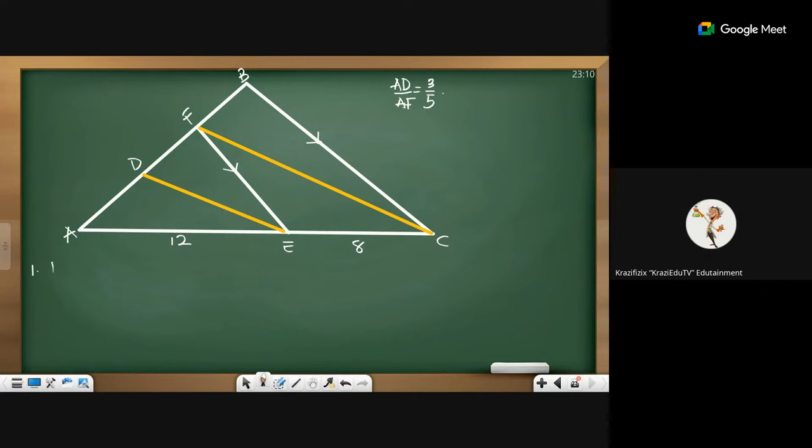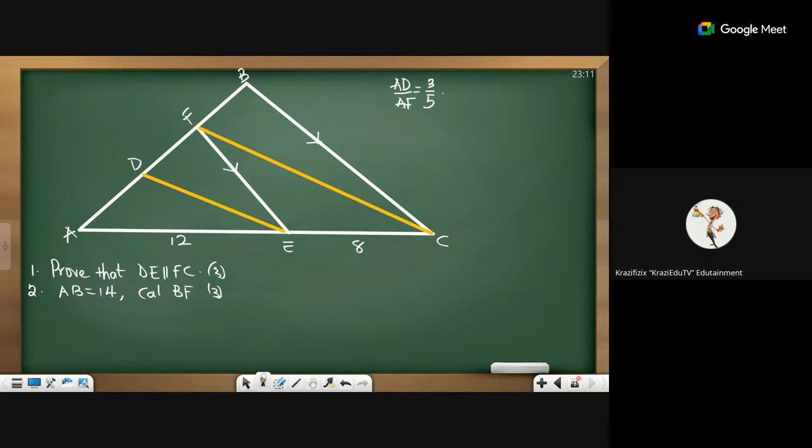Number one, prove that DE is parallel to FC. And number two, calculate BF. This is not the one I really wanted, but let's run through. Prove that DE is parallel to FC. Now, remember, what's the marker location here? It's 3.